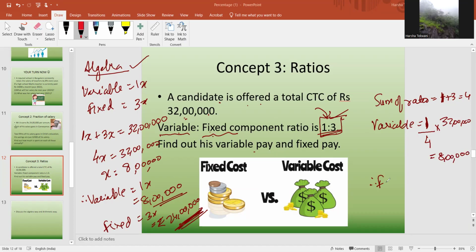And now for fixed, you can either subtract or you can do it as representing 3 parts out of totally 4 parts, isn't it? So out of 32 lakh, how much? What is 3/4 of 32? You would get 24 lakh. This is approach number 2. Algebra way or arithmetic way, whichever is feasible for you, you can do it.